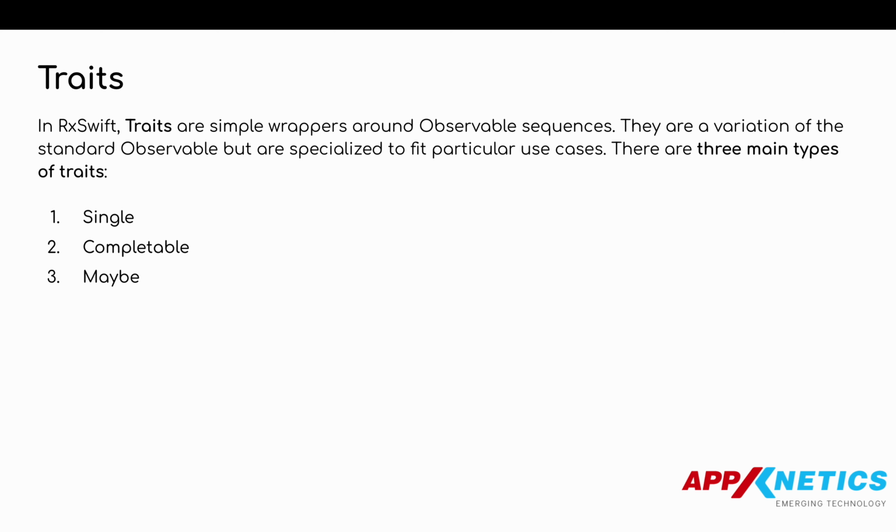What is completable? A completable is a type of observable that doesn't emit any element, but it will either complete successfully or emit an error. It is typically used for operations that don't need to return a value, but you still want to know if they succeed or failed.